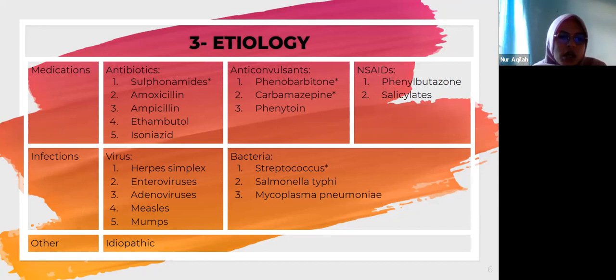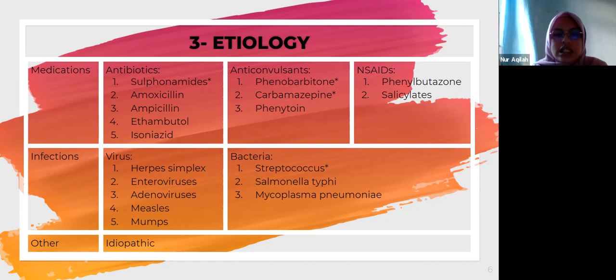Okay, so the medications involved are antibiotics, anticonvulsants, and also NSAIDs. So the one that I put a star at the end is the most common causative agent of SJS. So in antibiotics, the most common one is sulfonamides, and then we also have amoxicillin, ampicillin, ethambutol, and isoniazid.